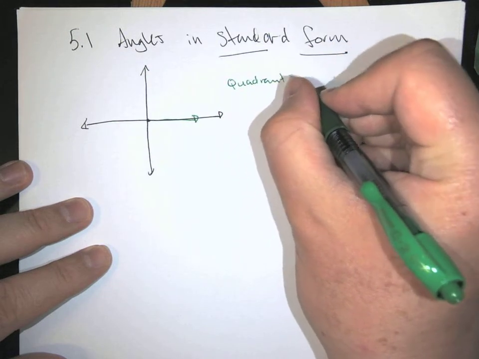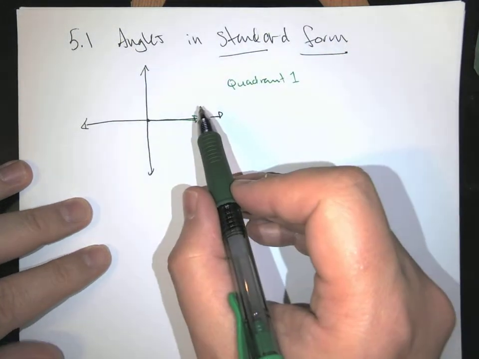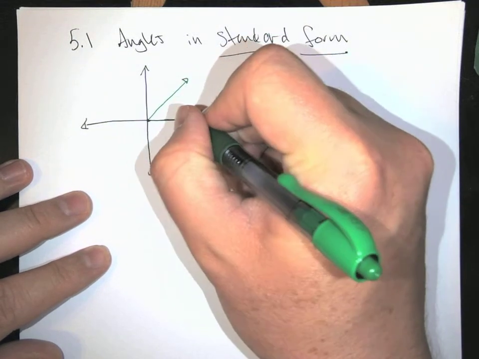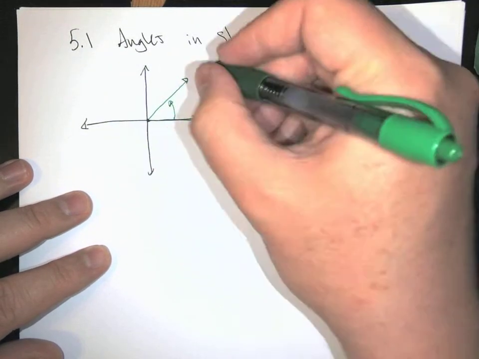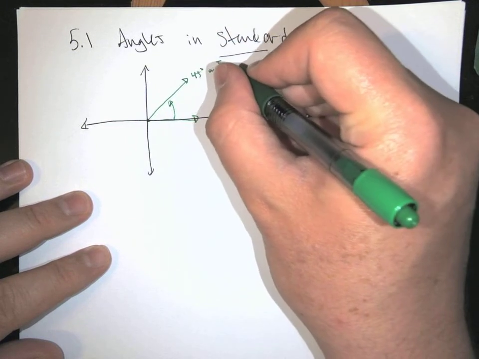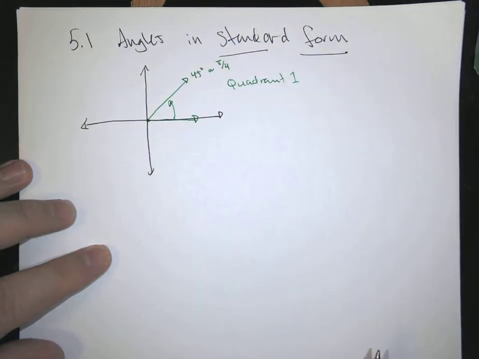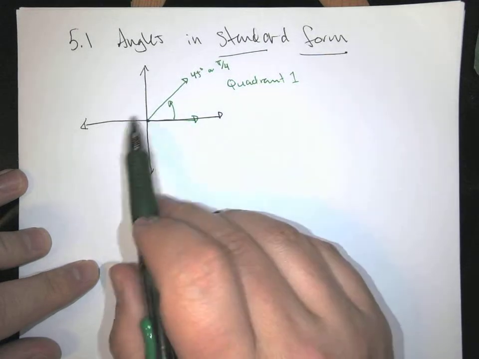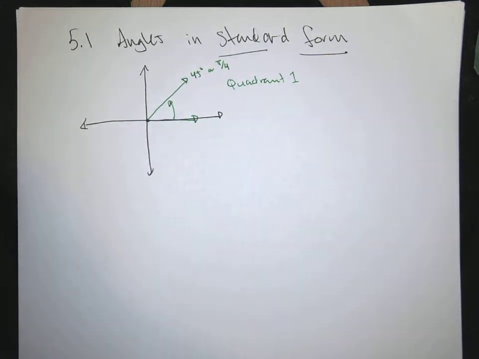So quadrant 1 is our top right. If I go halfway, this would be a 45-degree angle, or we said this would be pi over 4 in radians. So that's going to be an angle in quadrant 1, right? Anywhere between 0 and 90 degrees is going to be that first quadrant.